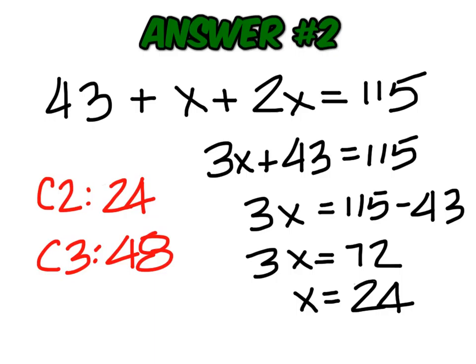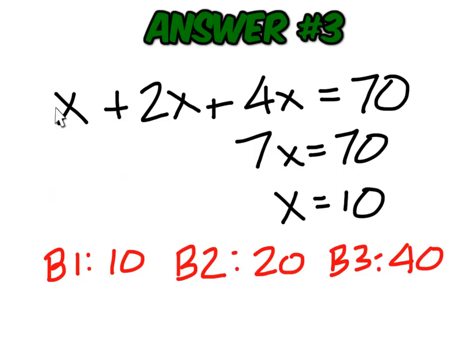Number 2, 43 plus x plus 2x. If you simplify it to 3x plus 43 equals 115, you would do 115 minus 43, the opposite, to get 72, and divide it by 3 to get 24. So the second one was 24 and the third one was 48.